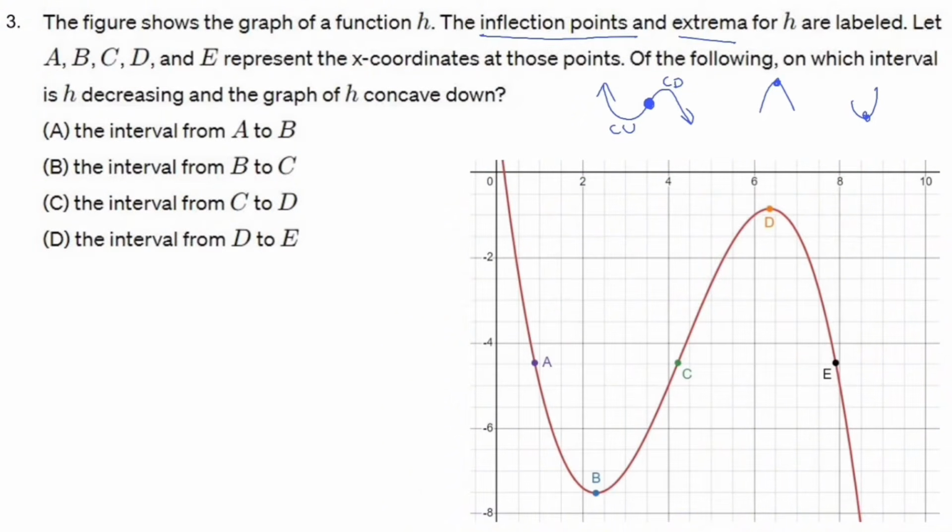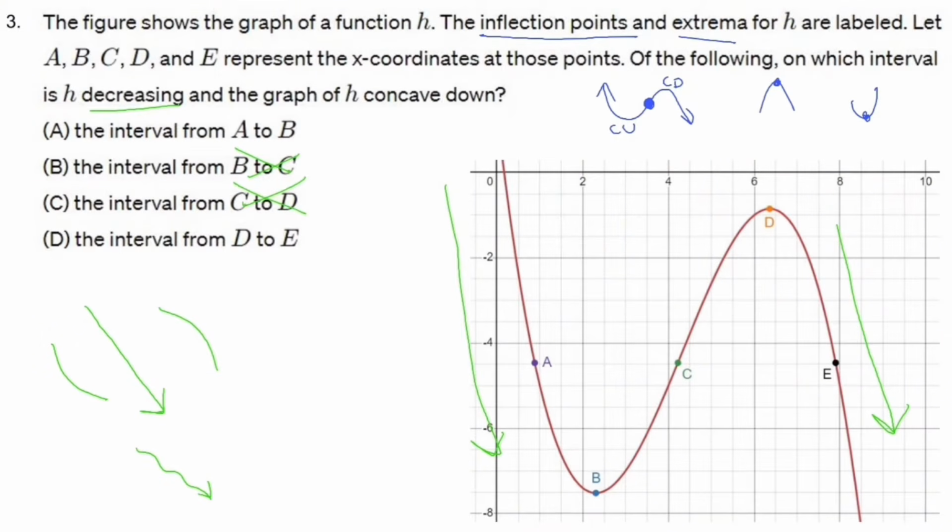Well, first off, decreasing is anywhere on the graph it's going down and to the right. Now, it could look like this, it could look like this, it could look like this. All of those are going down and to the right. You are decreasing here, and you are decreasing here. You are increasing from B to D, so that's not going to be an option. Anything from B to D is not going to be an option.